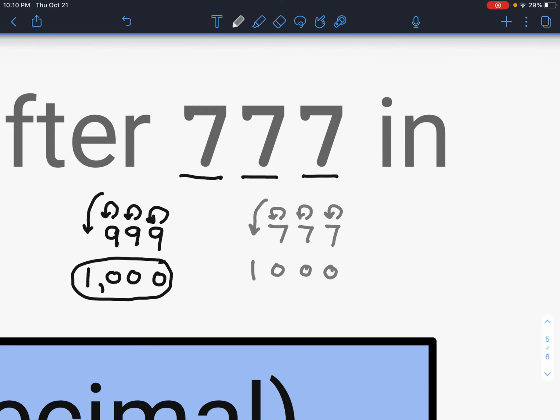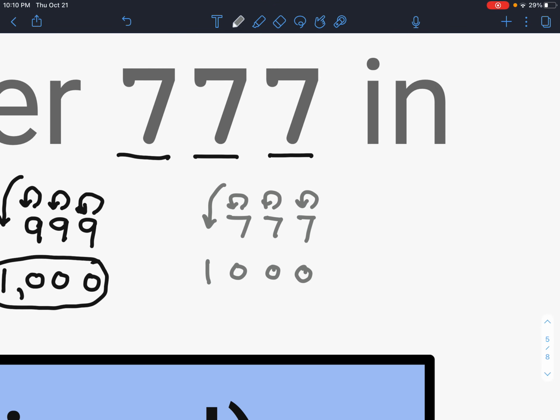The number that comes after 999 is 1,000, and the number that comes after 777 is 1,000? Not quite. These are base 8 numbers. So these are not 777. This is 777 in base 8. This is not the number 1000. That is the number 1000 in base 8.